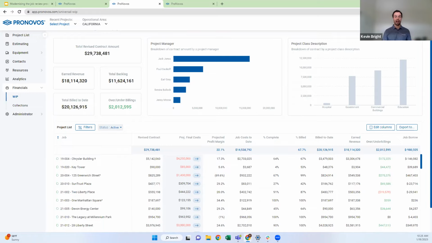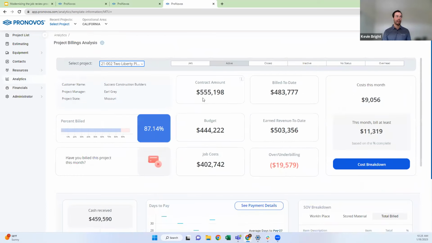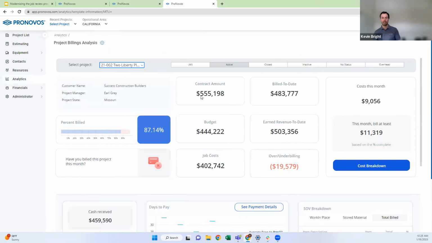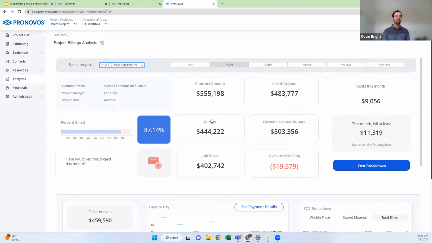So one thing I wanted to highlight here in the last few minutes is what are some tools that a project manager can use to really understand what's going on with their project billings. What we're going to look at here is what we call the project billing dashboard. This is a tool that a project manager can use to understand what is driving that over/under billing. So we're going to look at 21002. We can see we've got a $19,000 underbilling on the project.